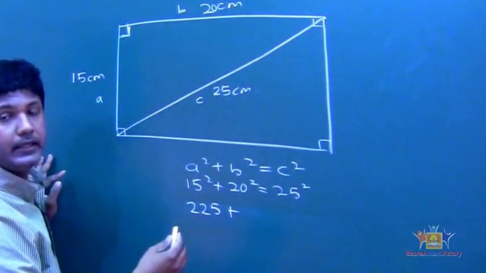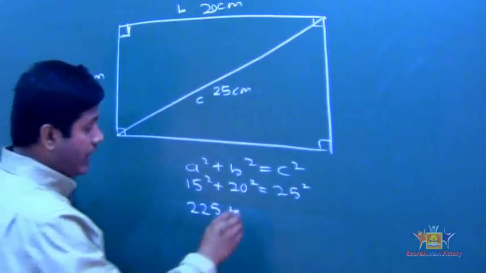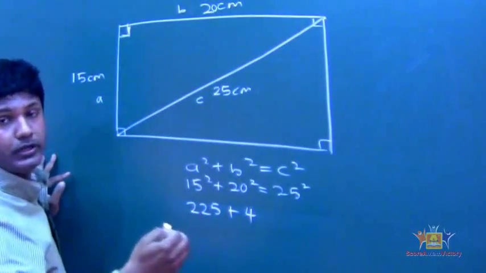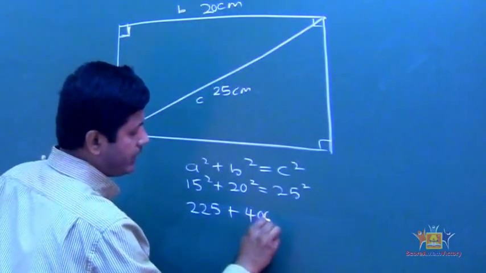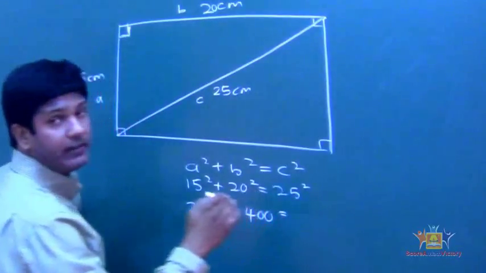20 times 20. Now 2 times 2 is 4, and then you put a 0 behind it, another 0, so 400. See that? And 25 times 25.